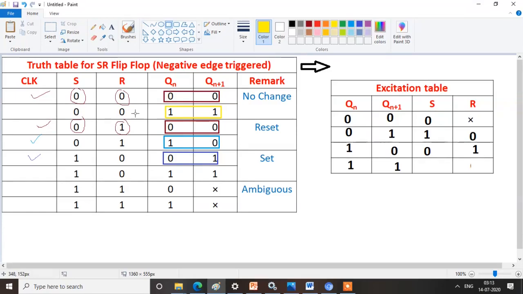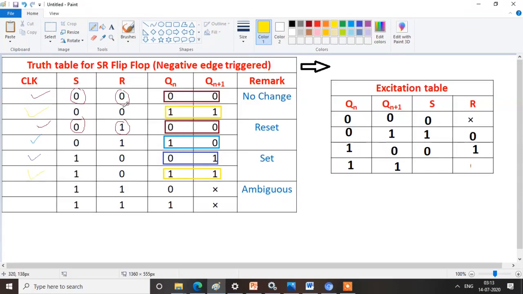Now is there any other row of this truth table which corresponds to this combination of present state and next state 1 1? Yes. So see here also. What does this row say? If present state of SR latch is 1, you will get next state as 1 again when S is 1 and R is 0. So in order to write these two values in the excitation table, you have to refer to these two rows of this table.